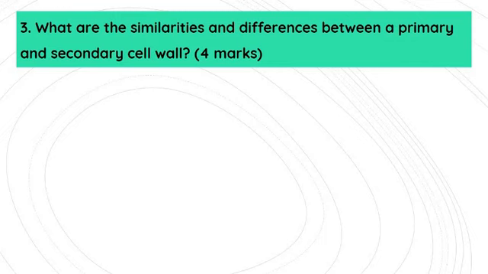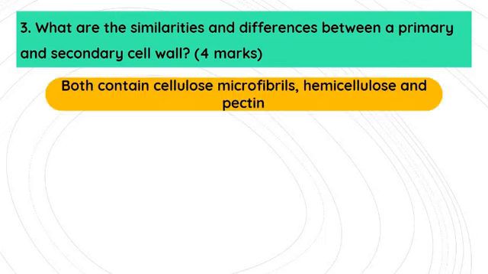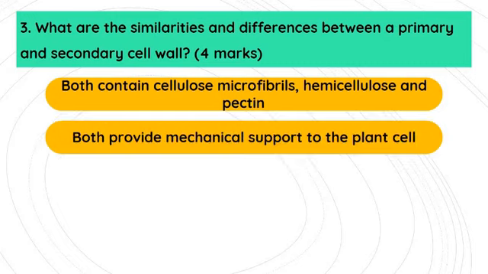So let's look through our answers. In a primary and a secondary cell wall, we will find cellulose microfibrils, hemicellulose and pectin. All three of those things should be in each one. And as they're both types of cell wall, it makes sense that both of them should provide mechanical support to the plant cell. However, we have two differences that we can point out.